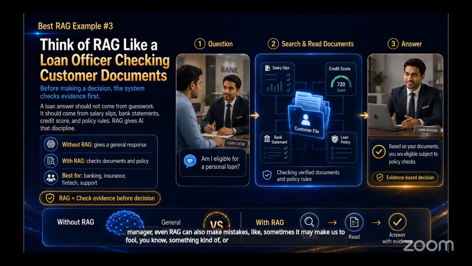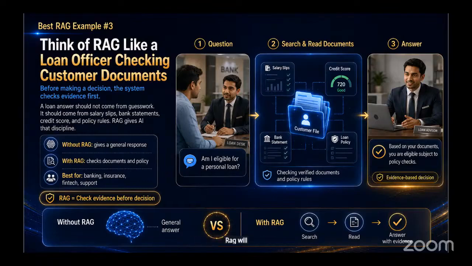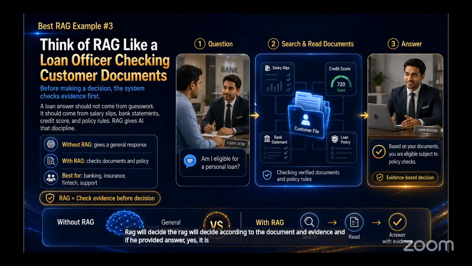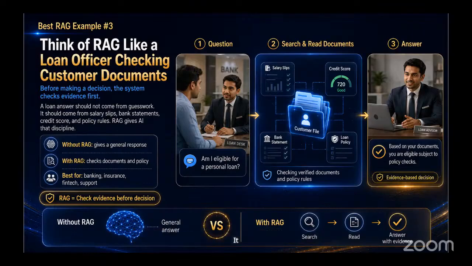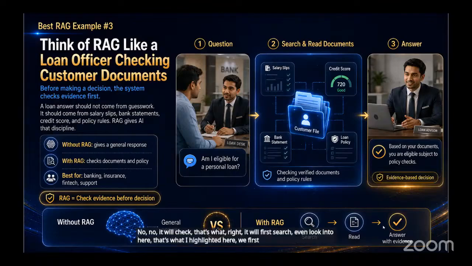No, definitely not. RAG will decide according to the document and evidence. If it provided the answer, yes, you are eligible, it is based on the documents. Or it might check the document and say she is not eligible for the loan. It will not answer like a manager without checks. First it will search, then it will read, and then it will give the answer with evidence. That's what I highlighted here.